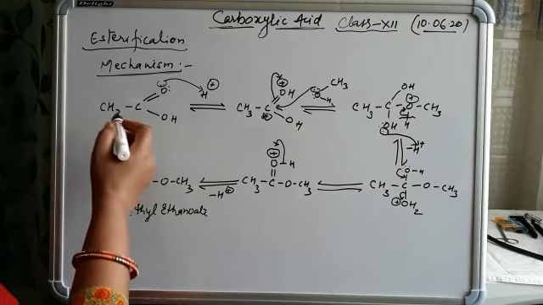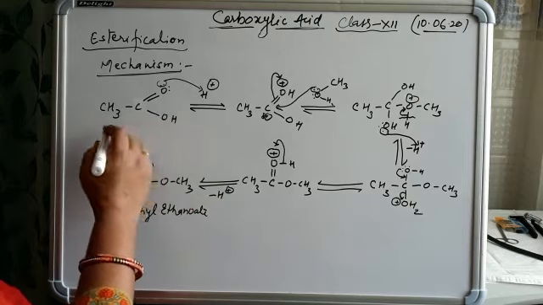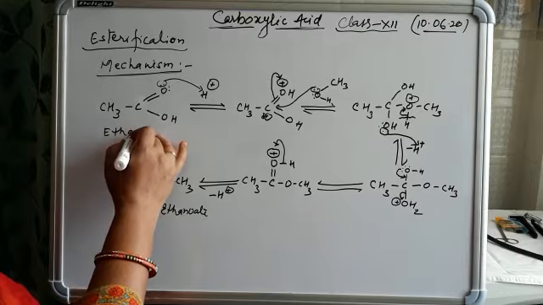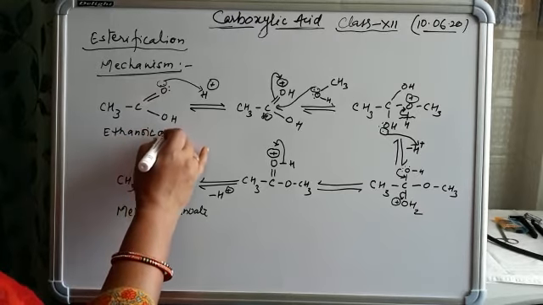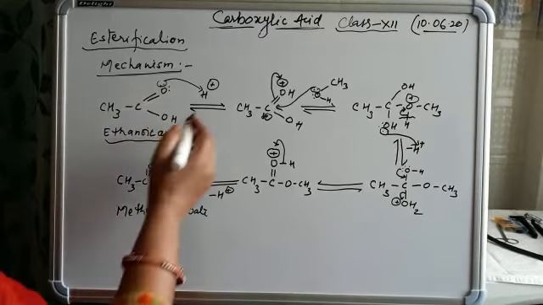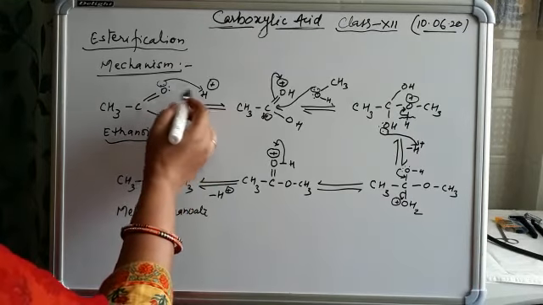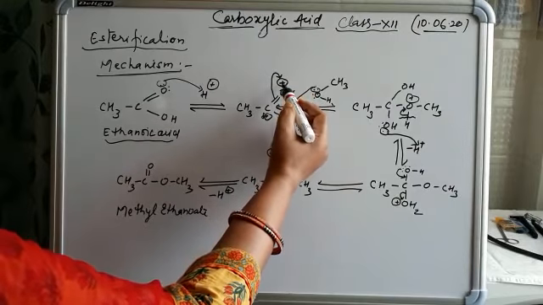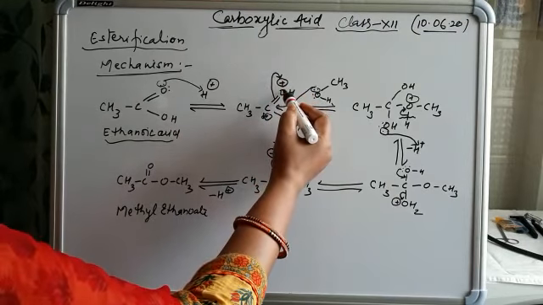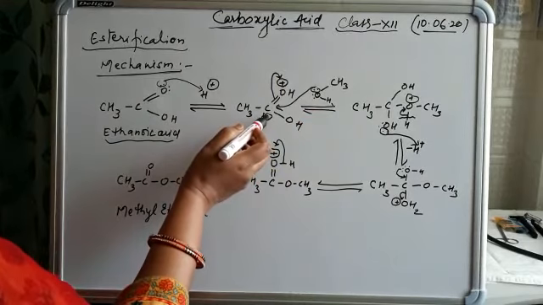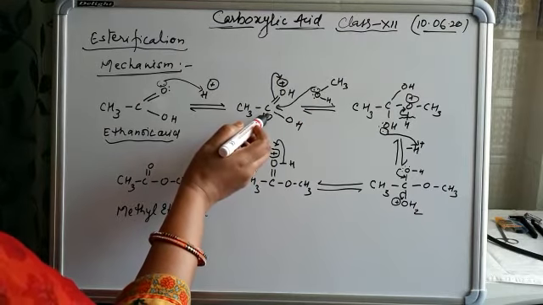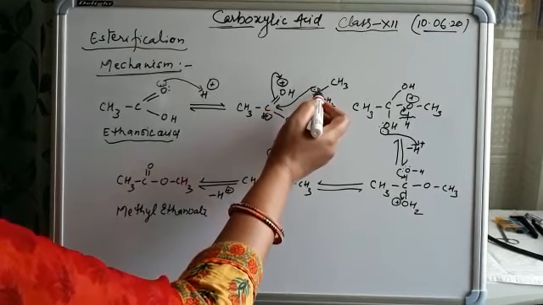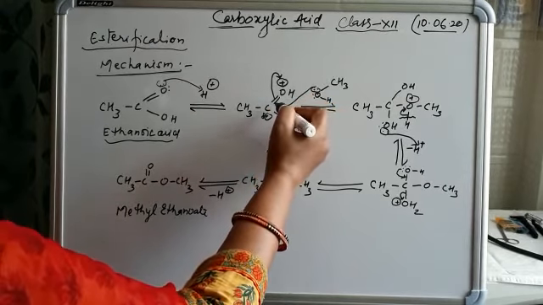How does this happen? At first, protonation of carboxylic acid takes place. This is the ethanoic acid. After that, when oxygen takes this proton, it becomes protonated, and positive charge appears on the oxygen, so the pi electron shifts towards the oxygen. In that condition, positive charge or electron deficiency is created on the carbon.